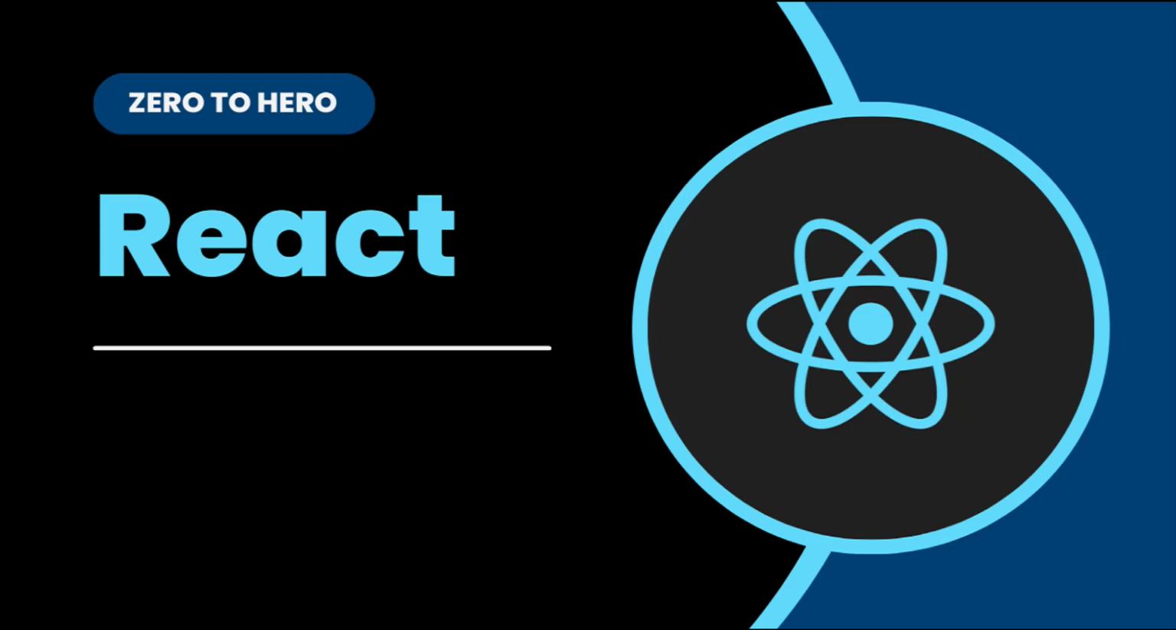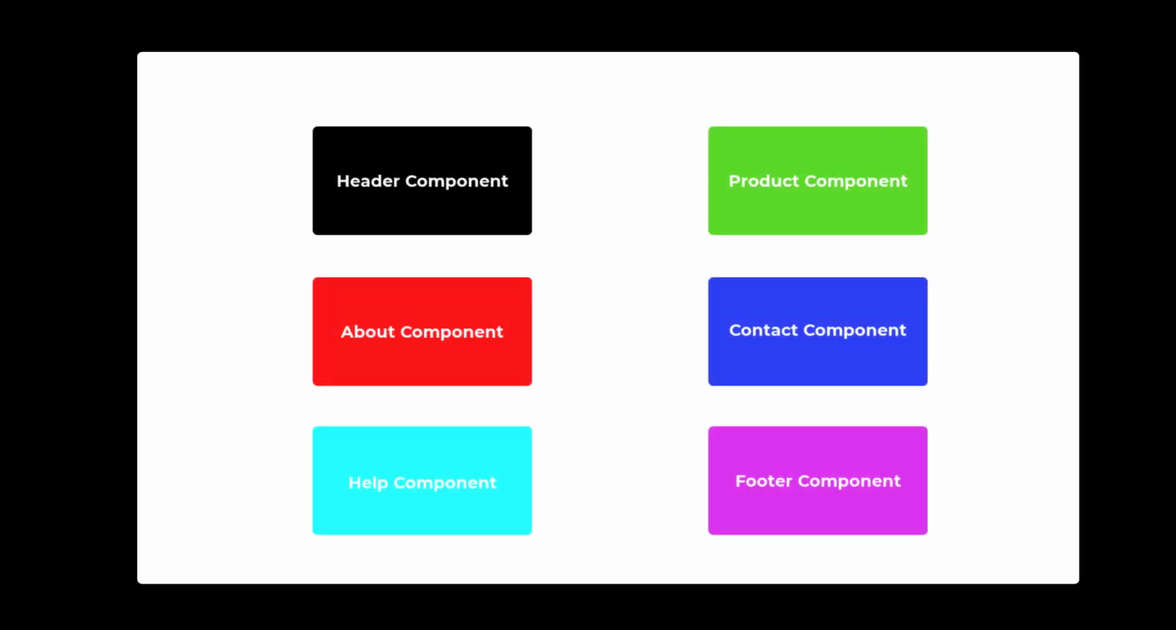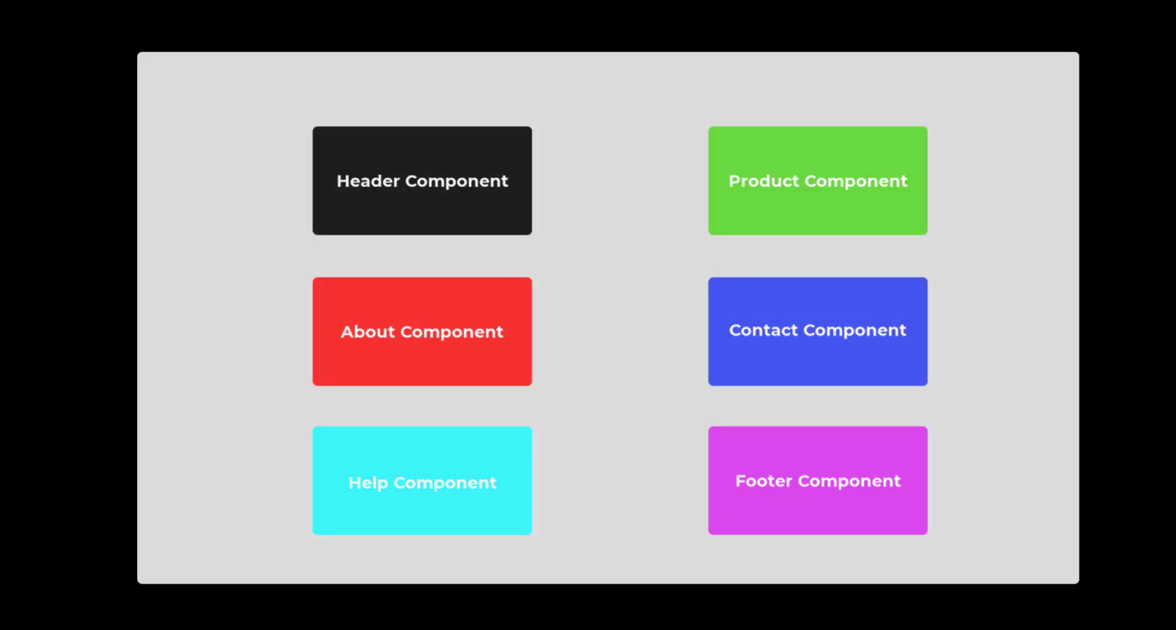In the last video, I explained about JSX. In this video, I am going to explain about components. React applications are built from isolated pieces of UI called components. A component is a piece of the user interface that has its own logic and appearance. The main advantage of the component is reusability.